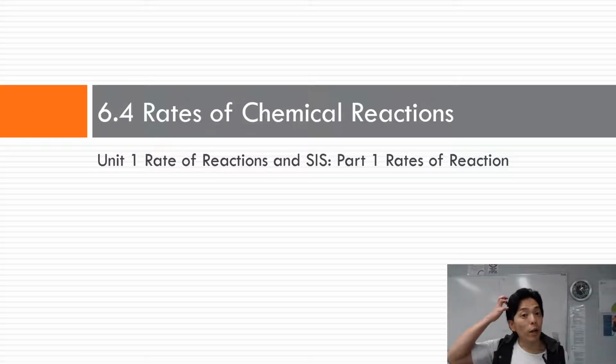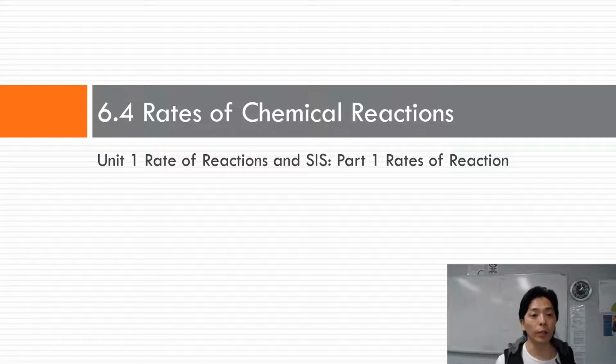All right, hi everyone. This is lecture video part two of unit one, part one, rate of reactions. The textbook that you can refer to is chapter 6.4, rate of chemical reactions. Information can be found in that section.